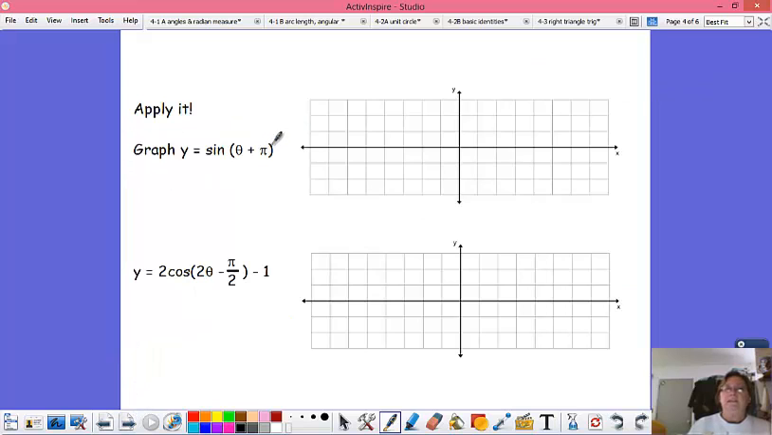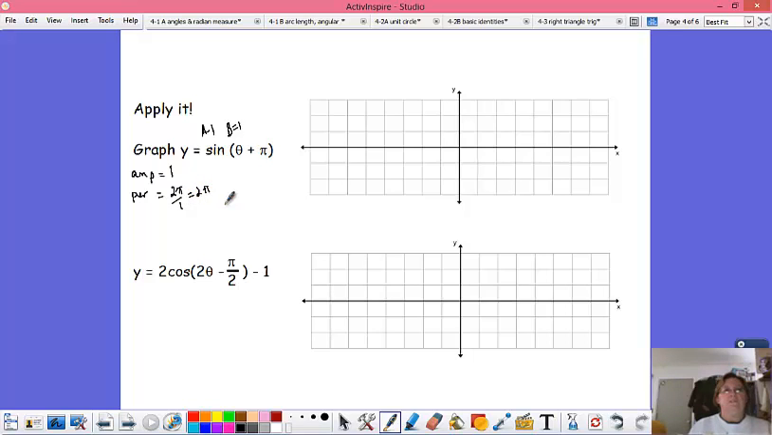Let's see if we can do that again. We're going to graph y equals the sine of theta plus pi. Okay, amplitude is 1. There is no amplitude other than 1. The period is 2 pi over b, so a is 1, b is also 1. There's no multiplier in there. So the period is 2 pi over 1, or just 2 pi.